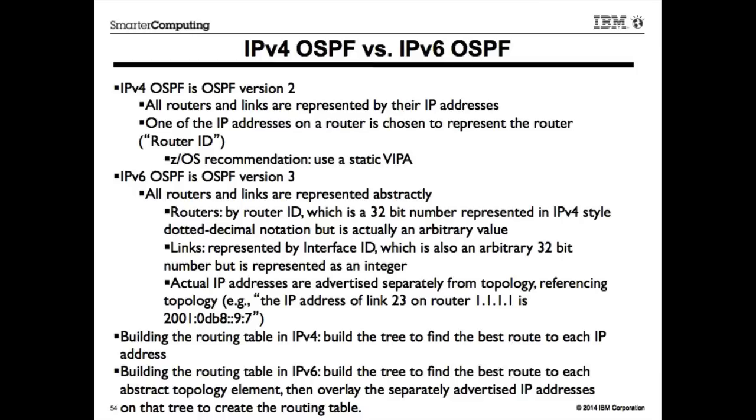So to build the routing table in IPv4, you build the tree to find the best route to each IP address. Because in IPv4 all IP addresses are global, and each interface and host has one IP address, that's easy. For IPv6, you build a tree to find the best route to each abstract topology element using the link ID and the router ID. And once that tree is built, then you overlay the IP addresses onto that tree to create the routing table.